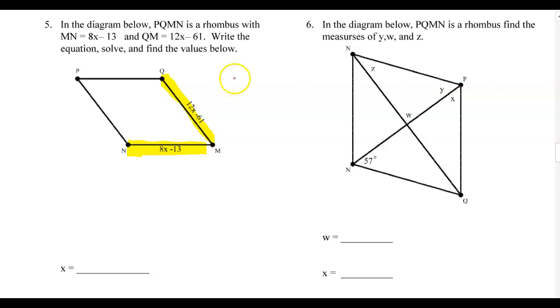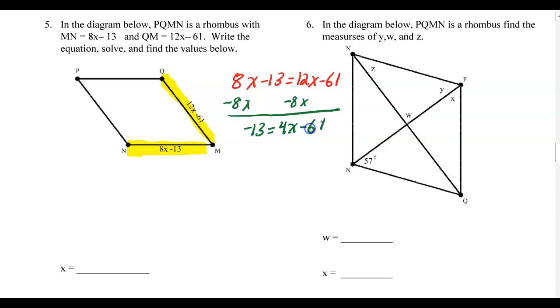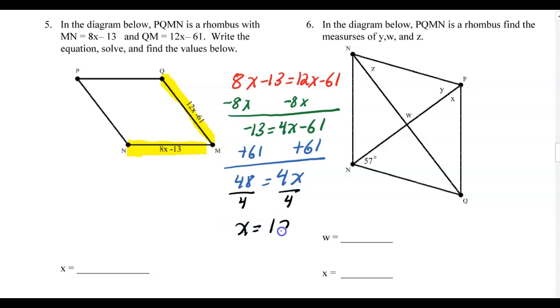congruent. So the equation would be 8x minus 13 is equal to 12x minus 61. I'm going to subtract 8x from both sides. And we'll get negative 13 is equal to 4x minus 61. I'll add 61 to both sides. So 4x is equal to 48. And then I'm going to divide by 4. And x will be equal to 12.